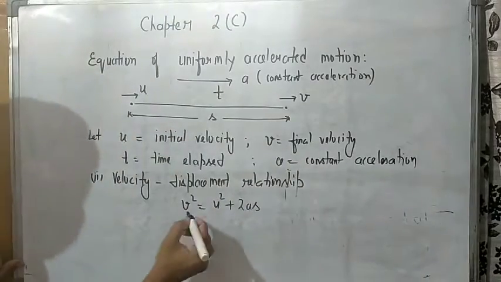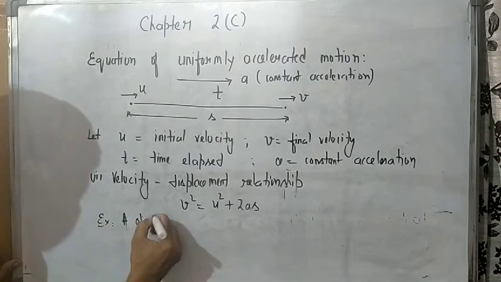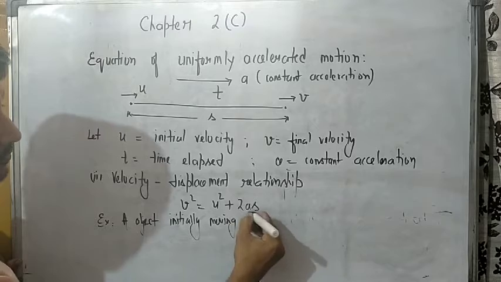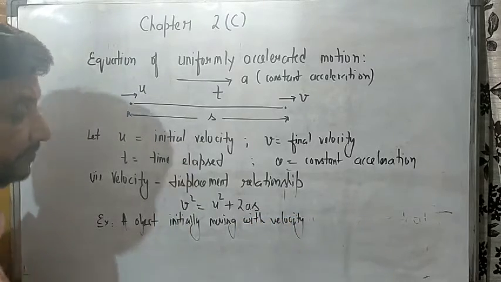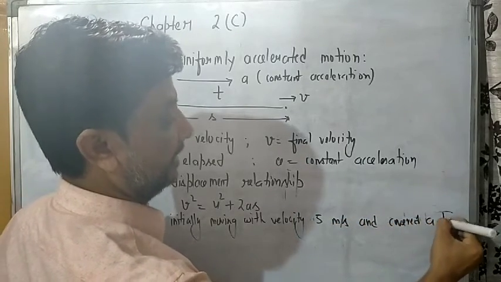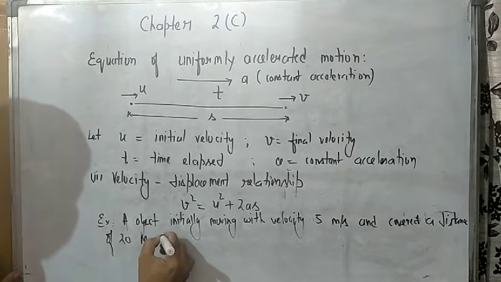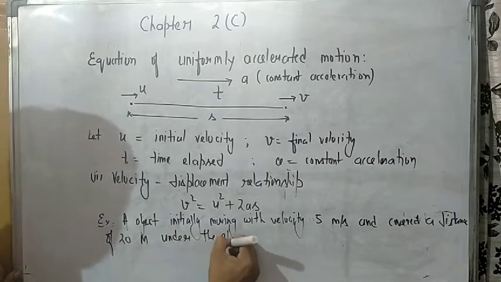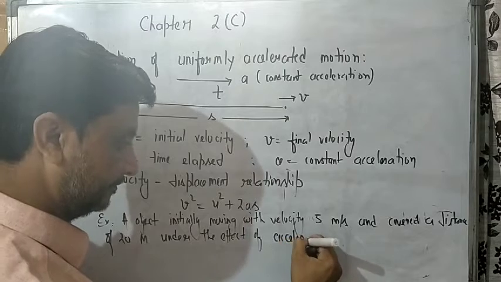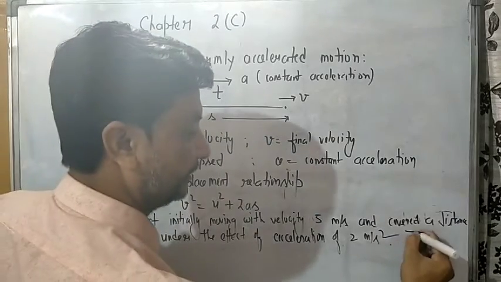Let me explain it by an example. An object initially moving with velocity 5 meter per second covered a distance of 20 meter under the effect of acceleration of 2 meter per second square. Find the final velocity.